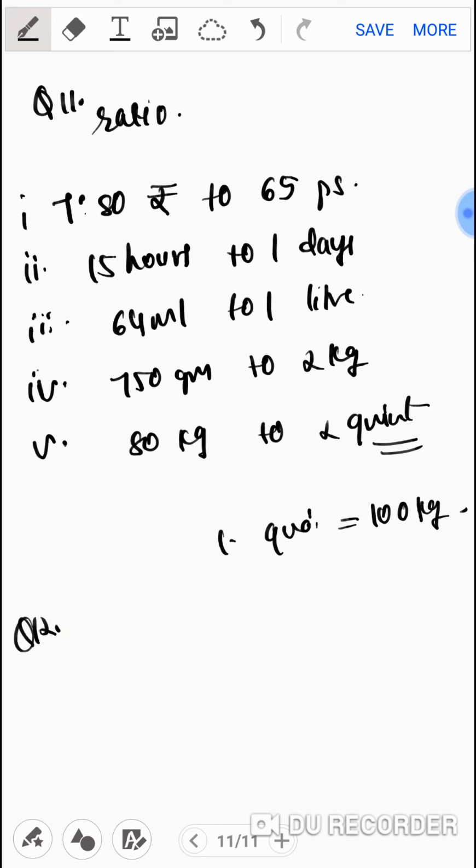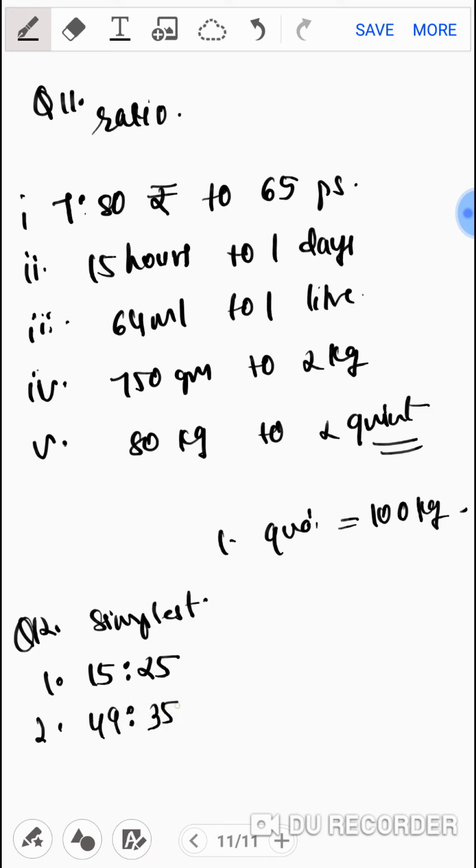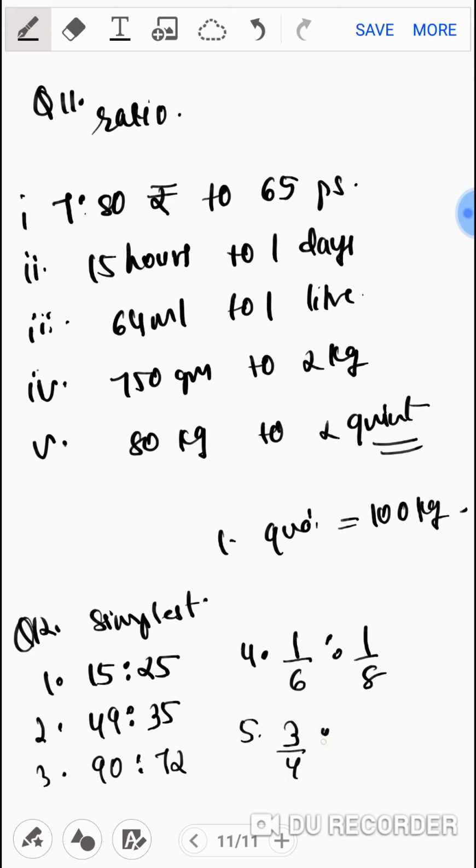Question number 12 will be your task. You have to convert this into simplest form. First, 15/25. You have to just reduce it. Okay? I'll better write it in is-to form because we are doing the ratio chapter. Let's not use fractions. 15:25. 49:35. 90:72. 1 upon 6 is to 1 upon 8. And last, 3 upon 4 is to 4 upon 5 is to 5 upon 6.